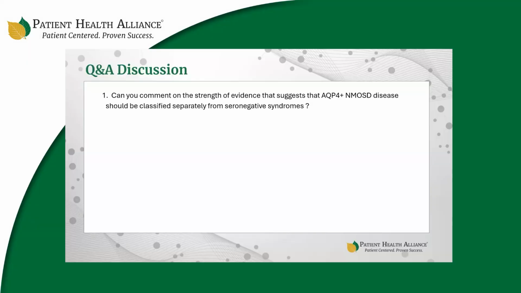So you mentioned that the process has been evidence-based and essentially derived from work done by members of the IPND regarding literature searches and case reviews, et cetera. So can you comment on the strength of the evidence that suggests that NMOSD with aquaporin 4 or NMOSD disease is justified to be separately classified versus seronegative syndromes? Yeah, that's an excellent question, Michael. So I think the evidence is variable in strength.